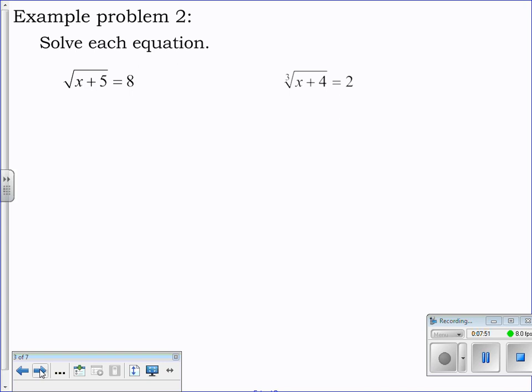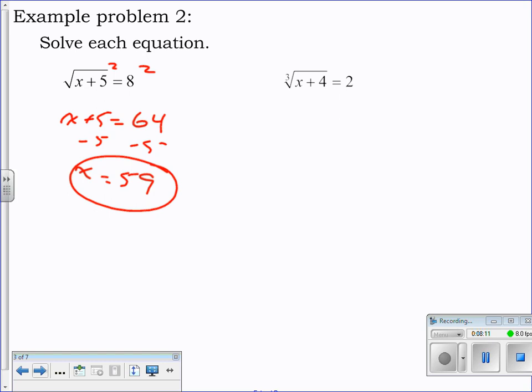Okay, same idea. Square both sides. This one's an easy one. Okay. X plus 5 equals 64. Subtract 5. X equals 59. And try it in the original problem. 59 plus 5 is 64. The square root of 64 is 8. We're good this time.